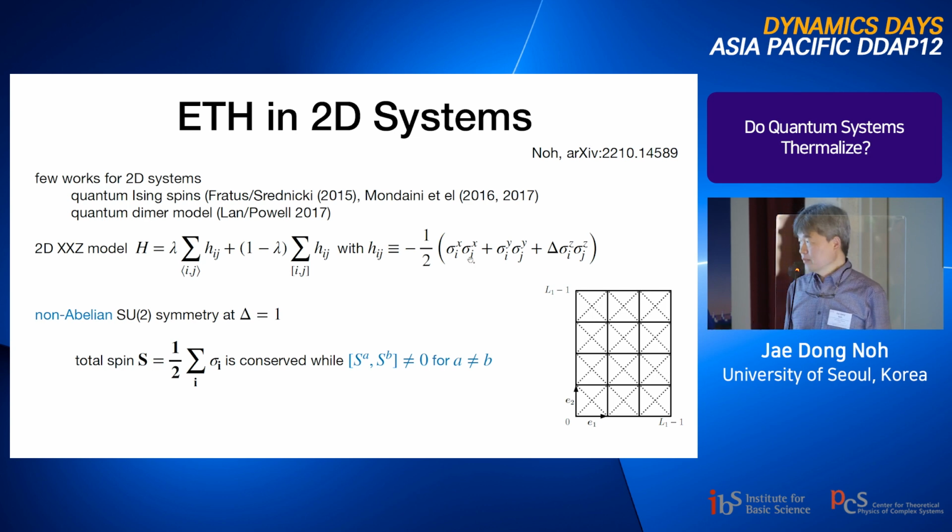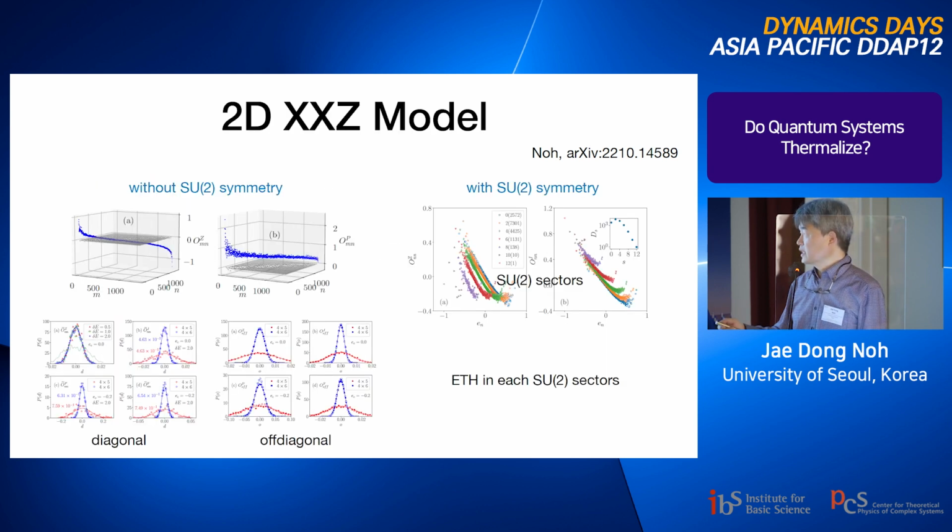So non-abelian means that it has a conserved quantity, the total magnetization in the x direction, y direction and z direction. But the magnetism in the different directions do not commute with each other. So it has a very special property, and we successfully show that this system also satisfies the ETH ansatz.